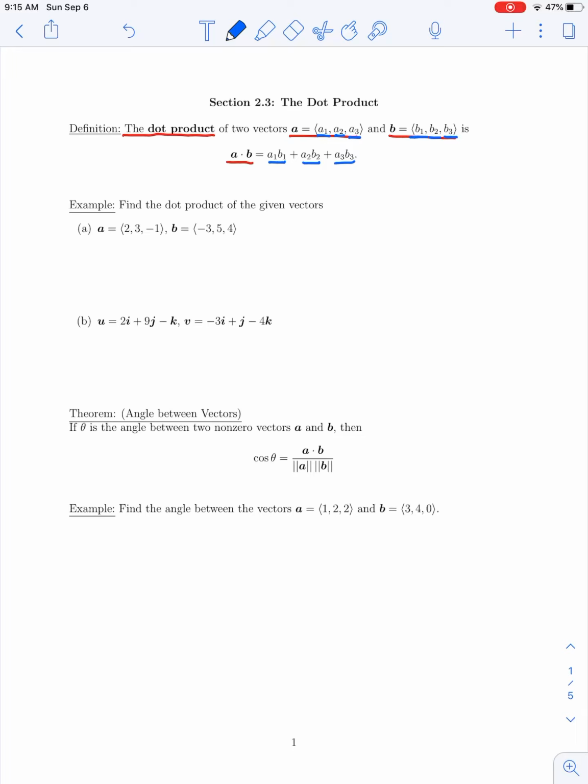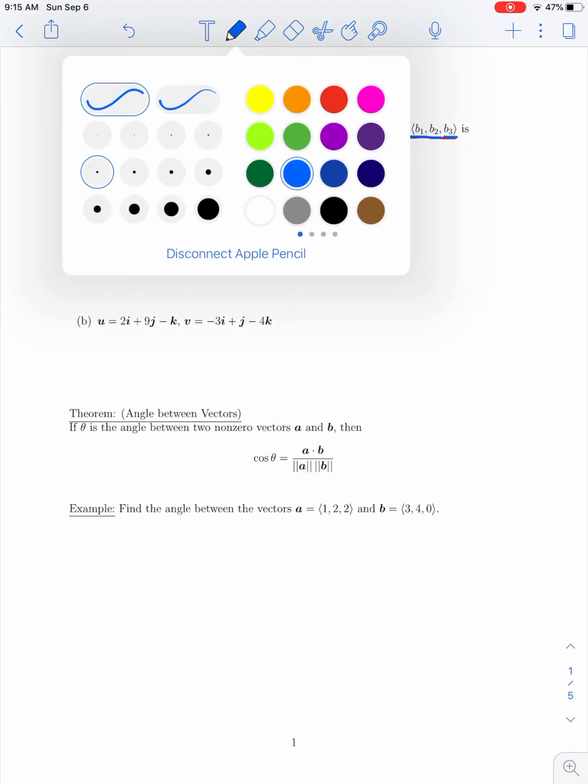So let's look at an example of calculating the dot product for a couple of vectors, and then we'll start to talk about some applications of the dot product in some sort of geometric interpretation. So here we're asked to find the dot product of the given pairs of vectors, and in part A, we have the vectors A and B whose components are given here.